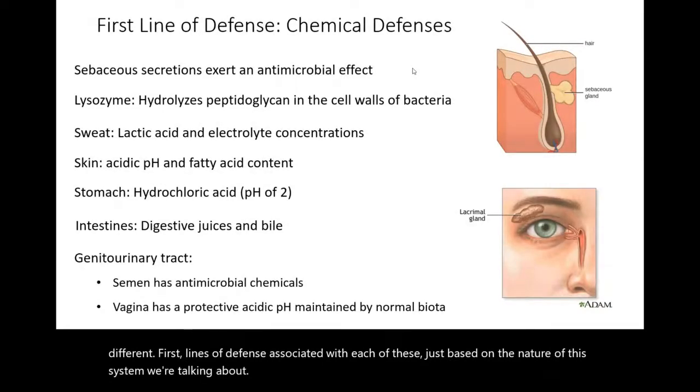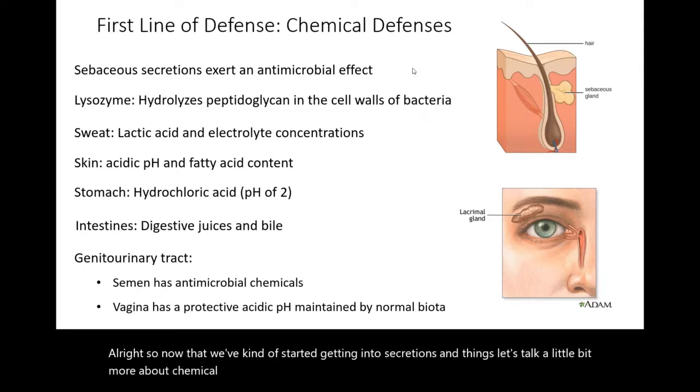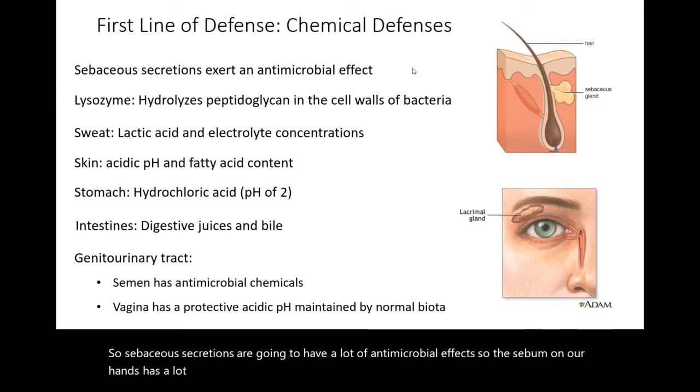Now that we've started getting into secretions, let's talk a little bit more about chemical defenses. Sebaceous secretions are going to have a lot of antimicrobial effects. The sebum on our hands has a lot of fatty acids, which is going to impede microbial growth a lot.